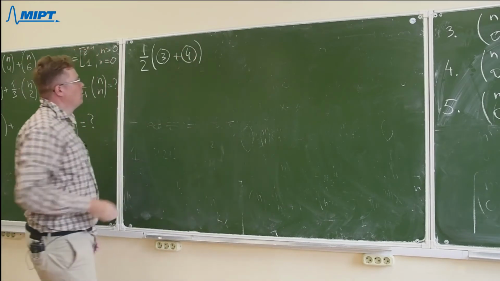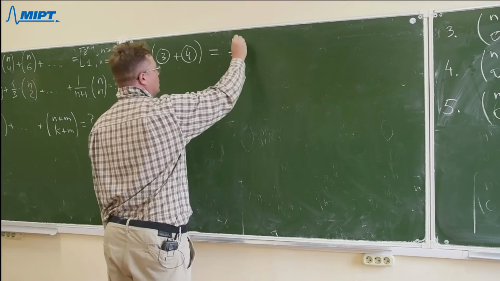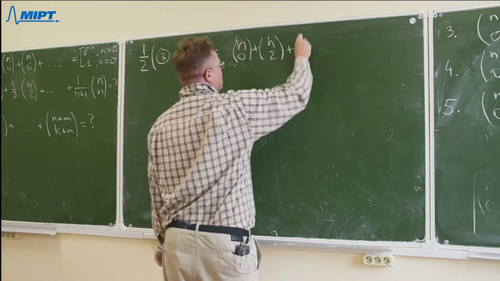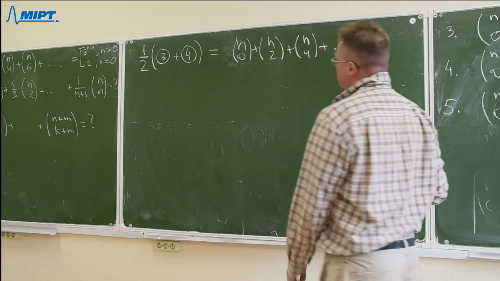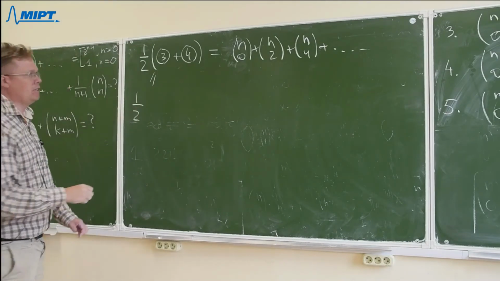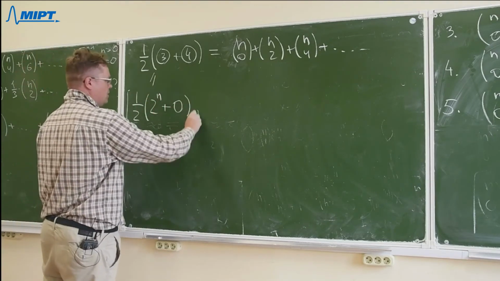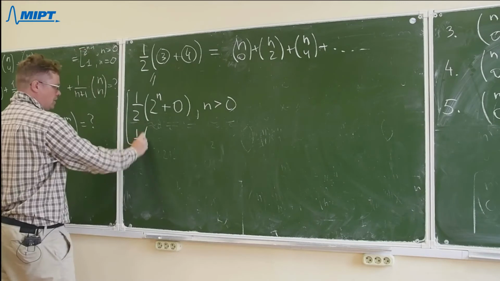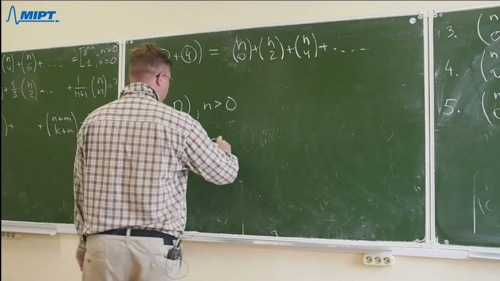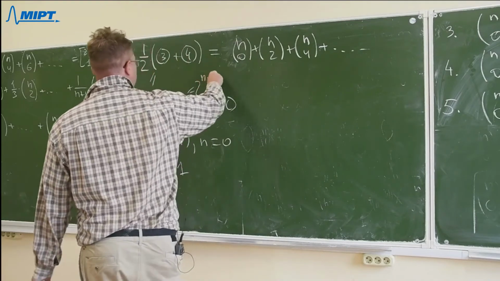So if we have the half sum of the third and fourth identities, then we can get that this is half of 2 to the n plus 0 if n is greater than 0, and half of 2 to the n plus 1 if n is equal to 0. So this will be 1, and this is 2 to the n minus 1.